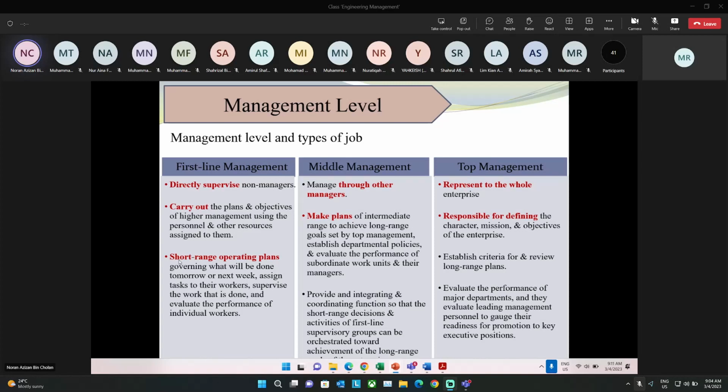Another characteristic of first line management is short range operating plans, usually short range, for example tomorrow or next week. It depends on the company. What about the decision making process? What decisions can be made by, for example, the engineer? Every company has its own way of managing what kind of decision making.